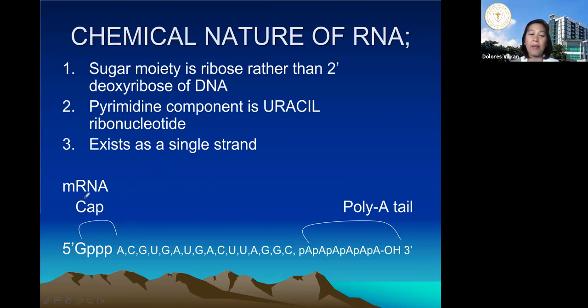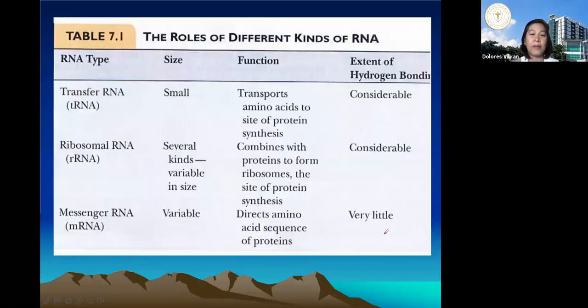If there is a cap at the 5' position and a poly-A tail, this is an mRNA molecule. So that's how you recognize the messenger RNA. It has a cap and a tail. Why is there a need for a cap and tail? Because the mRNA is produced in your nucleus from DNA, and it will travel from the nucleus to the cytoplasm. So for its stability, it must have a cap. For its transport, it must have a tail.